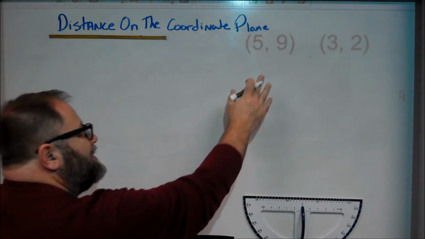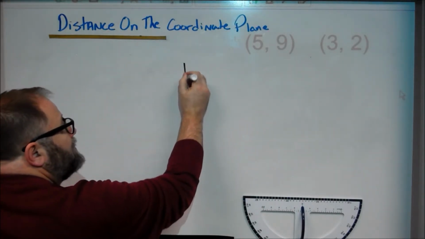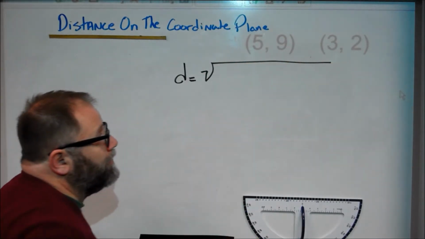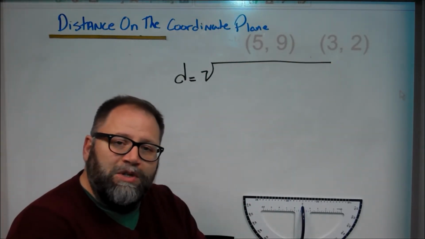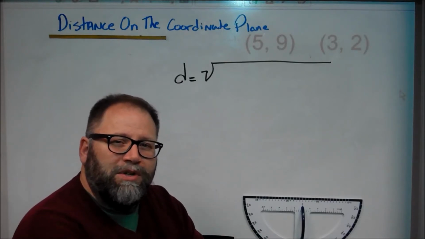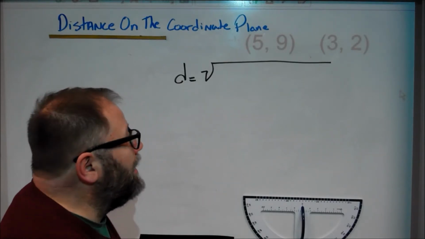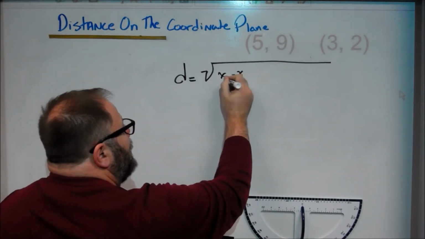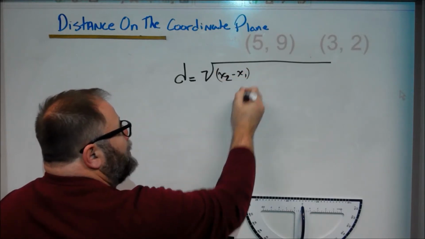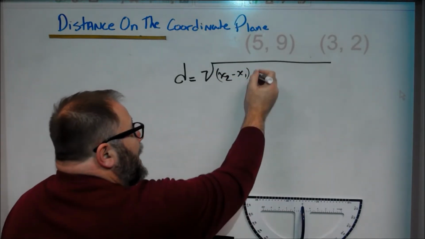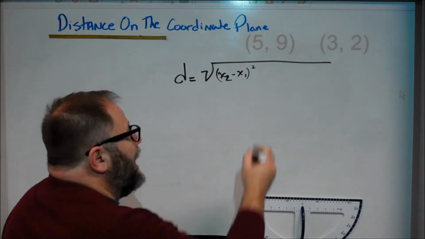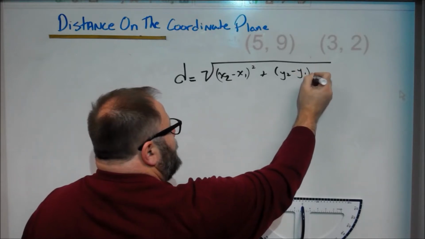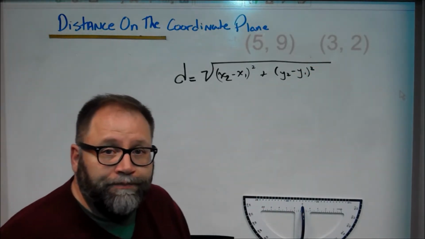So if I'm trying to find the distance between these two things, the formula starts with distance equals, and then we're going to start with the square root of. Okay, now we have to find the distance between the x's and the distance between the y's. And we do that by doing this. We're going to do x sub 2 minus x sub 1. I'm going to put those in parentheses. And then we're going to square it. And then we're going to add that to y sub 2 minus y sub 1. And then we're going to square that.